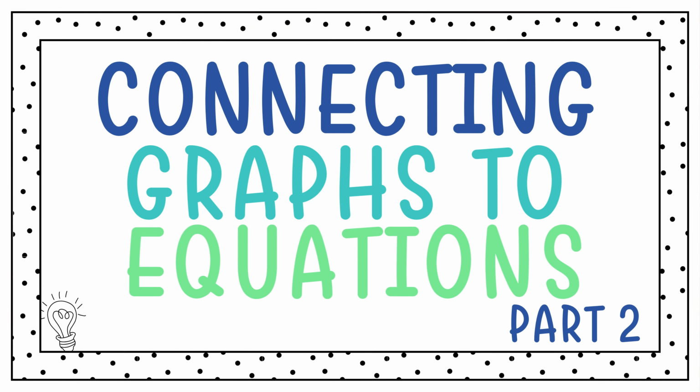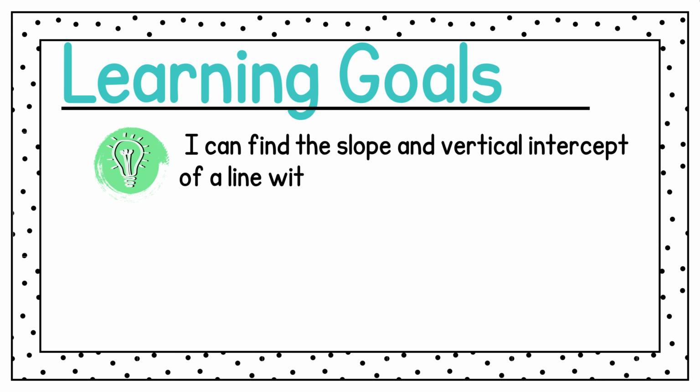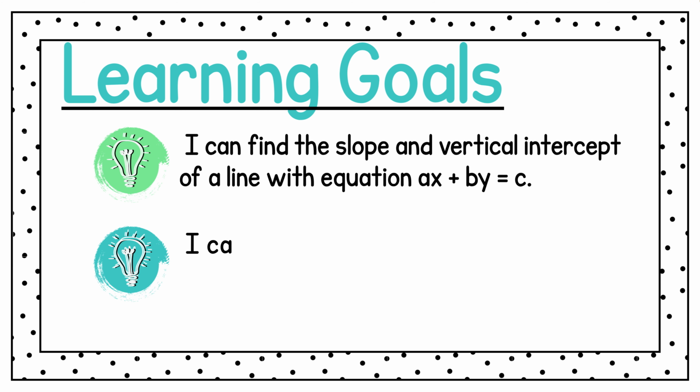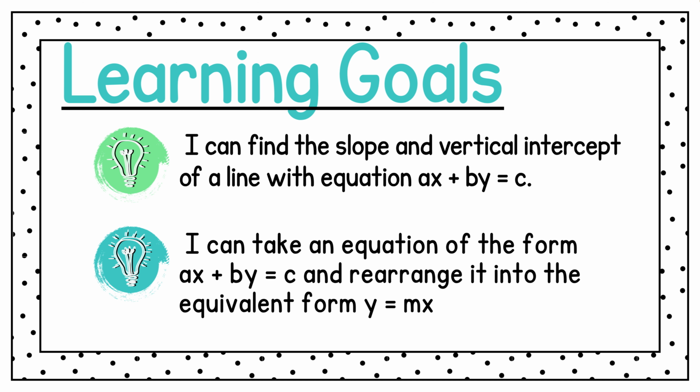Connecting graphs to equations, Part 2. In this video, you'll learn how to find the slope and vertical intercept of a line with the equation ax plus by equals c. You'll also learn how to take an equation in standard form and rearrange it into the equivalent form of y equals mx plus b.